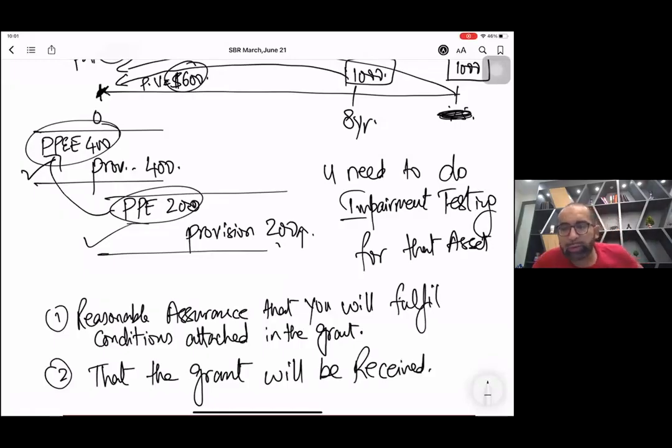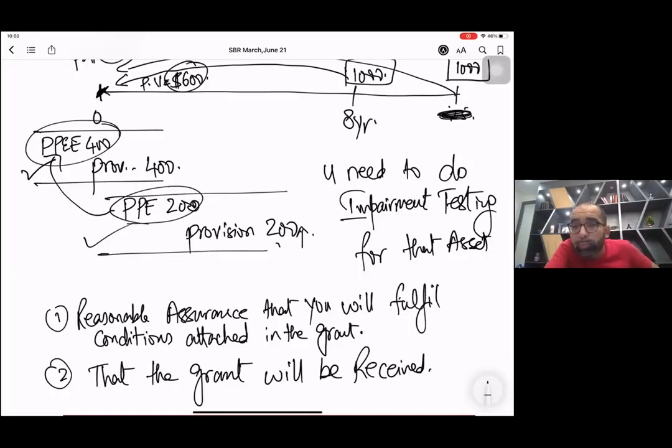I sometimes, because I teach junior students as well, I teach financial reporting of all levels. So when students study this standard first time, how do I explain these 2 points? Listen, in the first point, IS says to check yourself. Reasonable assurance that you will fulfill all the conditions attached in the grant. Whatever conditions are attached in the grant, there are high probabilities that we will fulfill. So auditor will check us in point number 1.